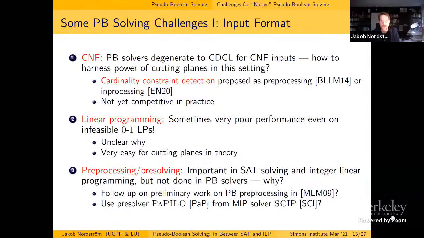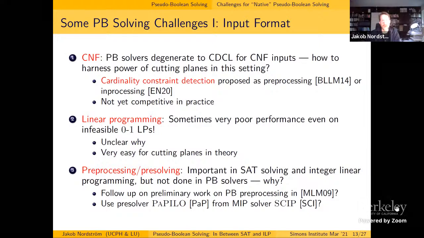A third area of possible improvement is that preprocessing is something that is very important in SAT solving. It's also being used in integer linear programming, but so far the pseudo-Boolean solvers don't really have it, and this is probably another source of possible improvement.